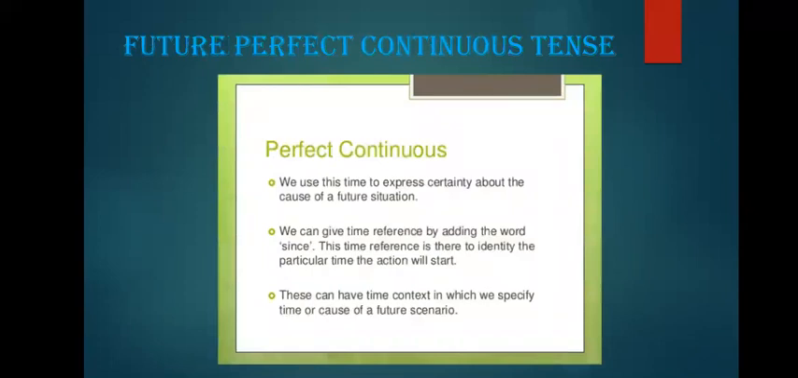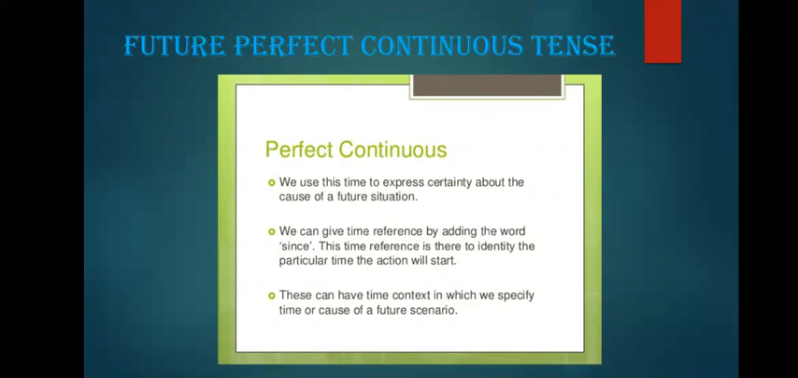So future perfect continuous. We use this tense to express certainty about the cause of a future situation. So we actually use future perfect continuous when we are talking about certainty, that is, something will definitely happen. There is no doubt there, right? We can give a time reference by adding the word since. This time reference is there to identify the particular time the action will start.